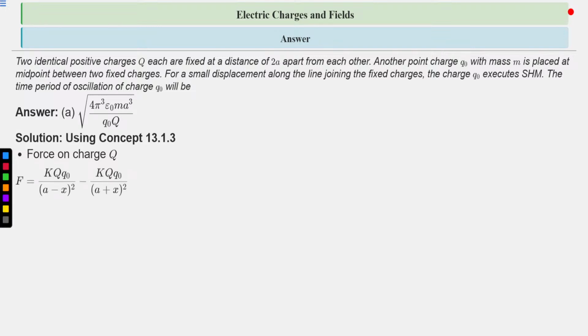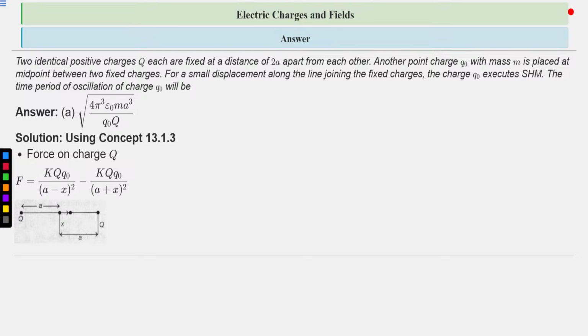F is equal to K Q Q naught upon (A minus X) whole square minus K Q Q naught upon (A plus X) square. Means there is a charge at the midpoint placed. Q naught charge is placed at the midpoint of two identical charges Q, and we are giving it a small displacement like this diagram. This charge is placed at this, and we are giving it a small displacement x here.